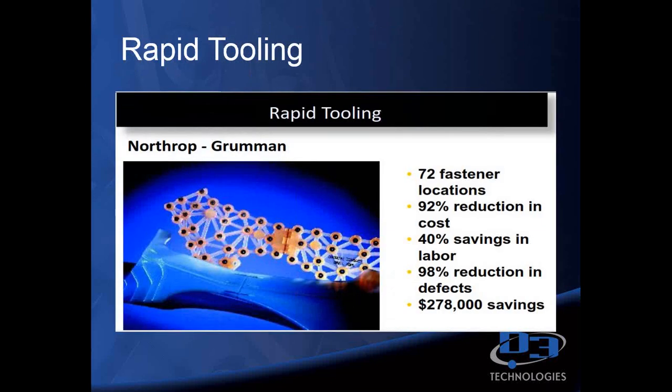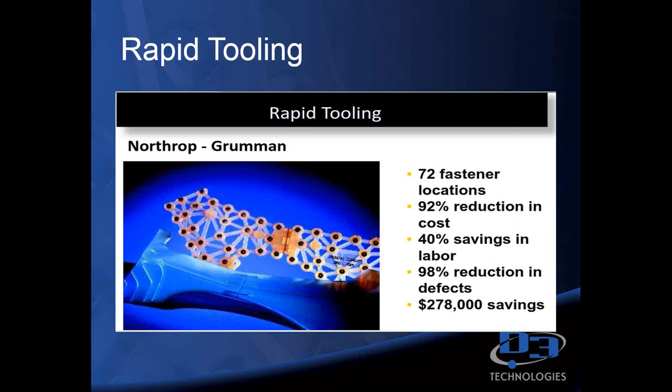Just one example, Northrop Grumman, who's actually using this technology today, selective laser sintering, for rapid tooling. The reason they're using it is they were able to have about a 92% cost reduction and 40% savings in some of their labor. As opposed to their people going out and doing it the traditional way with your CNC equipment, it's really saved them on that, in addition to some reduction in the defects they were having.